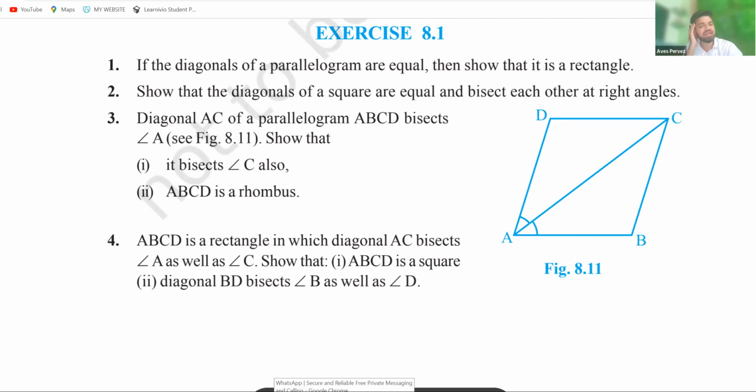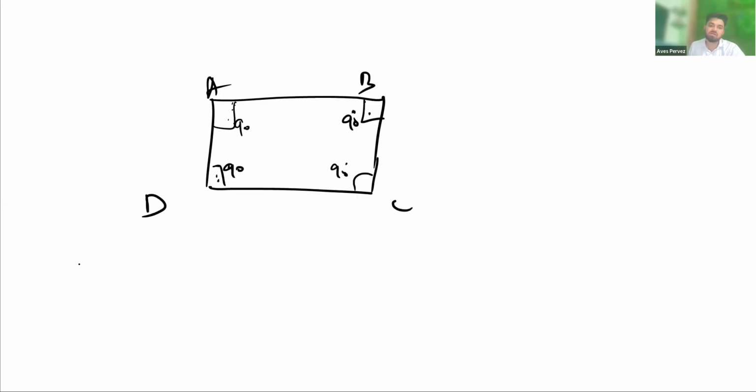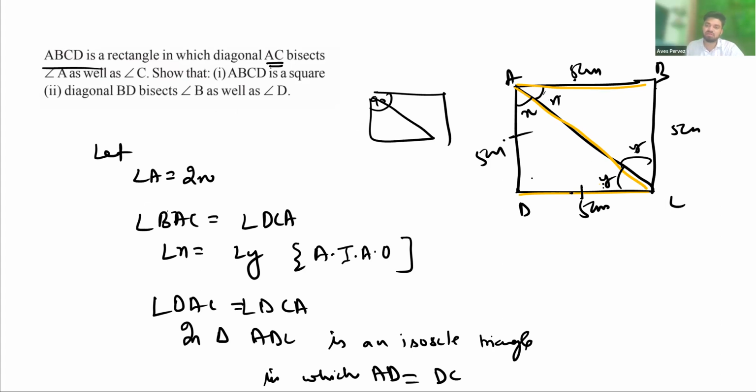Now it is also being asked that diagonal BD bisects angle B and D. You need to prove that. You need to prove that if it is a square, the diagonal also bisects this one. We wanted to prove that this is equal to this one and this is equal to this one. So let this be A, this is B, this is C, this is D. Then you have to prove A is equal to B is equal to C is equal to D. So you need to prove A is equal to B and you need to prove C is equal to D. Since this side is equal to this side, why? Because ABCD is a square.